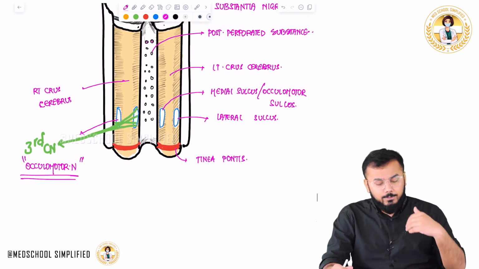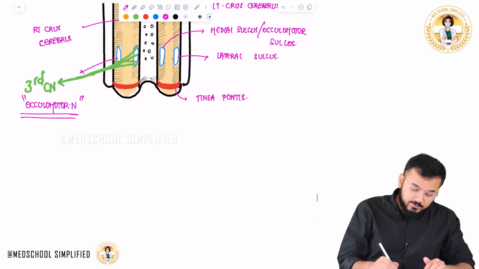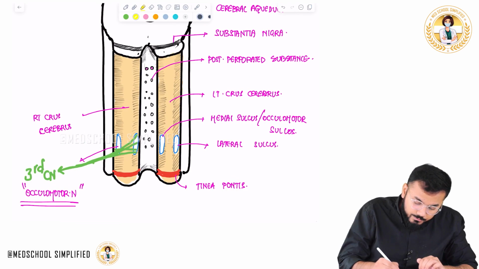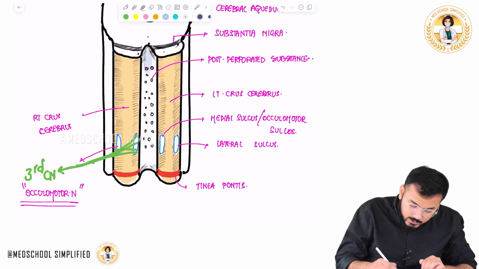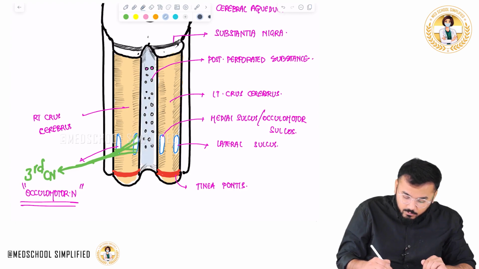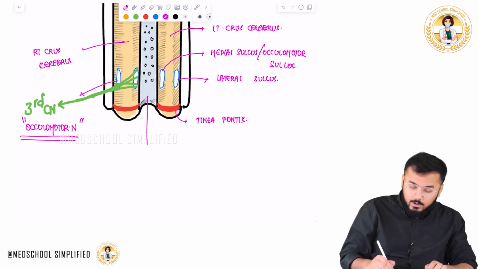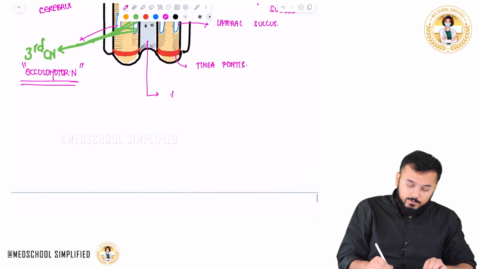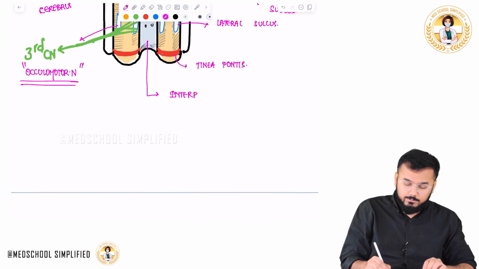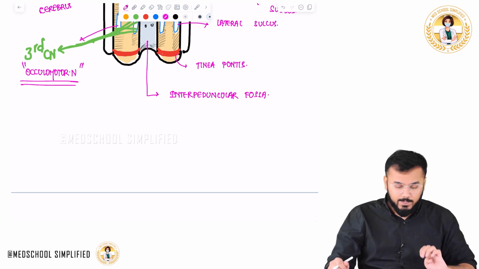Next important thing is that between the right and the left crus cerebri, this center region which I am highlighting right now, is located in between the right and left crus cerebri. So this is called the interpeduncular fossa. What is this called? This fossa over here is called the interpeduncular fossa.